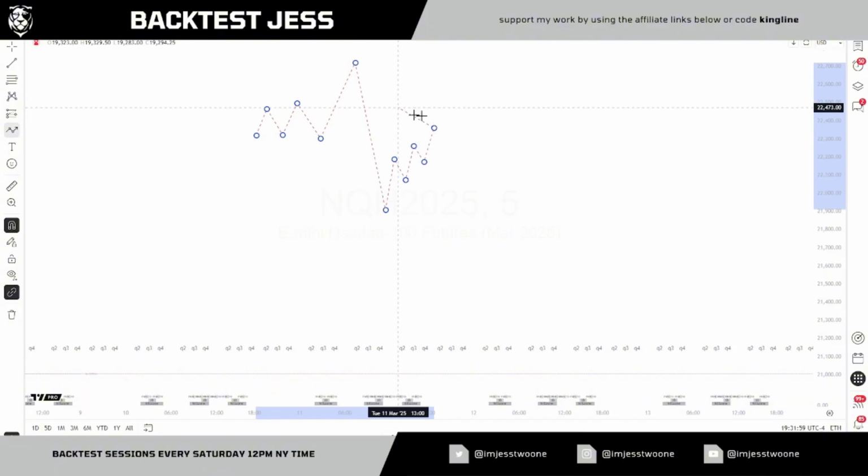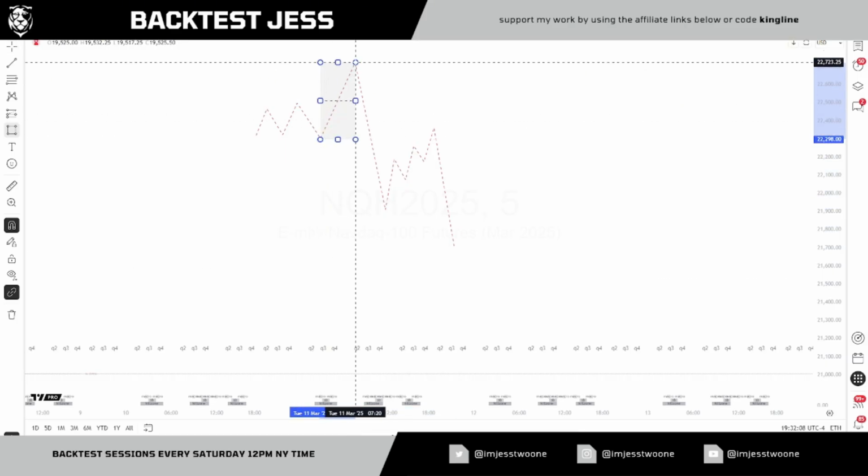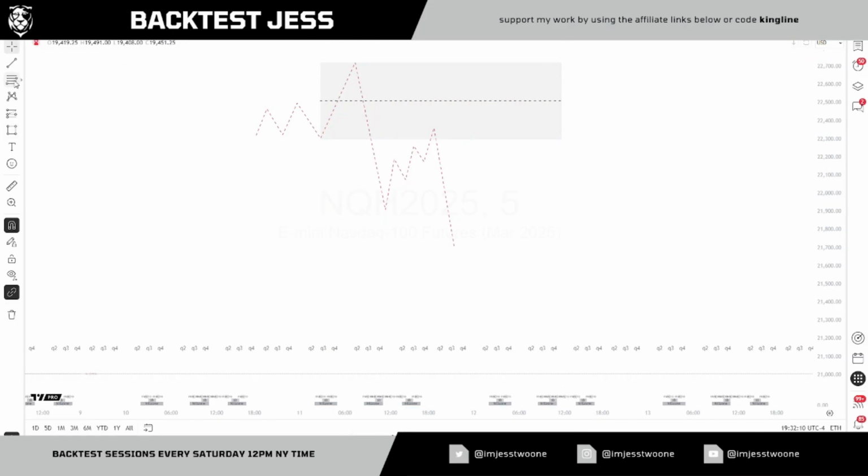and it taps the zone here, and then it displaces, right? So our zone is this manipulation leg. Let's pretend it happened during Q3, and we have our OTE here.